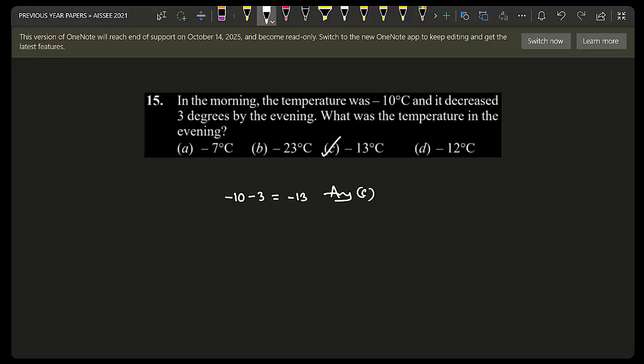Srihita. Sir, yes. Sir, my dad is waiting for me. Can I leave? Yeah, you can leave. Any other doubts in this? Yeah, very simple question. We are moving to the next question.